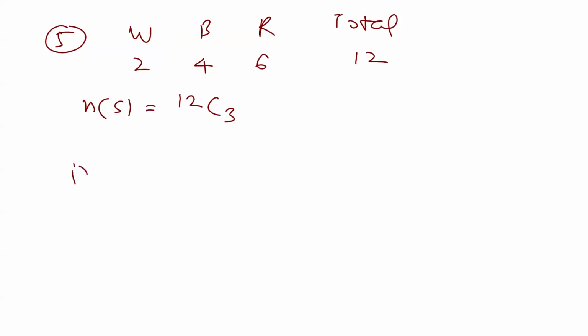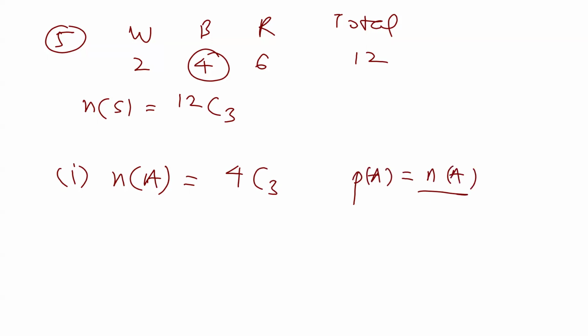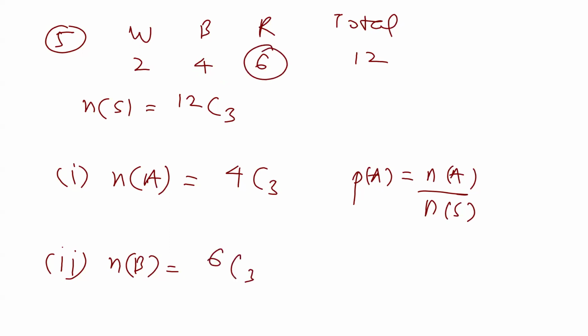Now first part, n of A, all 3 should be blue. So 4C3. So P of A is equal to n of A upon n of S, right? Second, n of B. Let's name another event B, where all 3 are red. Now this time instead of blue, we have to take red. B is an event of getting a red ball, so all 3 should be from the red category. So 6C3. So P of B is equal to n of B upon n of S.